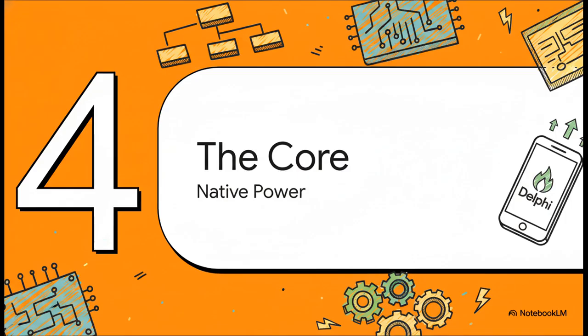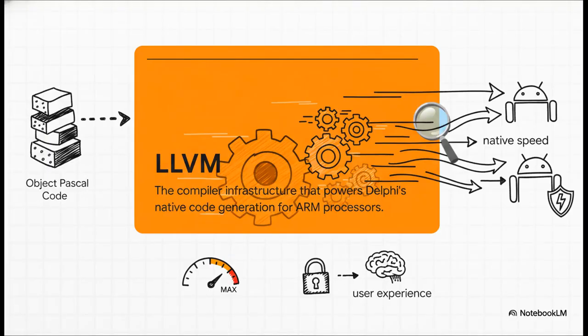All right, we've tackled the UI, we've fixed the architecture. Now we're going all the way down to the foundation of performance, the actual native machine code that Delphi generates. Let's look at the incredible power this gives us. So what is this native power I'm talking about? Well, it all comes from something called LLVM. This is the state-of-the-art, industry-standard compiler technology that Delphi uses under the hood.